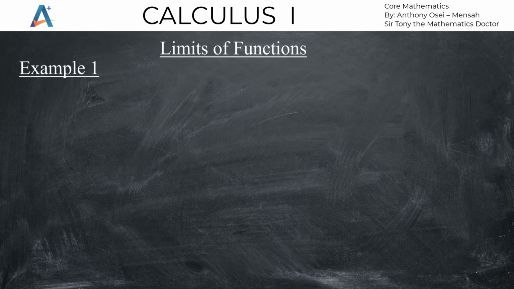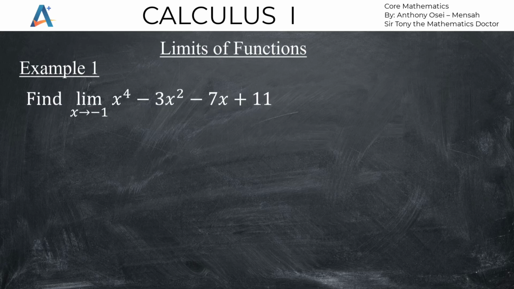Example number 1. The question reads, find the limit as x approaches -1 of x raised to the power 4 minus 3x squared minus 7x plus 11. The options or the possible answers are A, 2, B, 8, C, 14, and D, 16. Let us see how to solve this particular limit question.